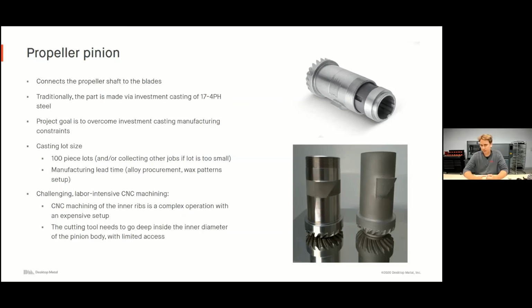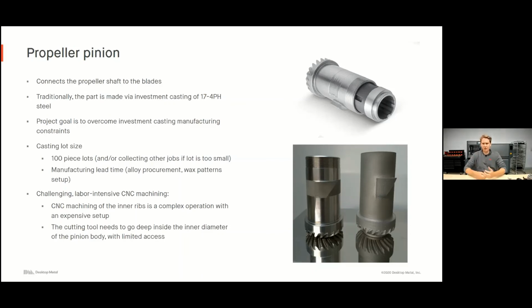The goal of printing this part was really to overcome the constraints that they had with investment casting. Currently, they had a minimum casting lot size of 100 pieces. If they couldn't meet that minimum order, they had to collect other jobs. They had to wait until they could place an order of that size. Even when they did place the order, the lead time was quite long. Investment casting is a great process, but a quite complex one. There has to be alloy procurement, wax pattern setup, etc., which means the parts are going to take quite a long time to come back from the foundry.